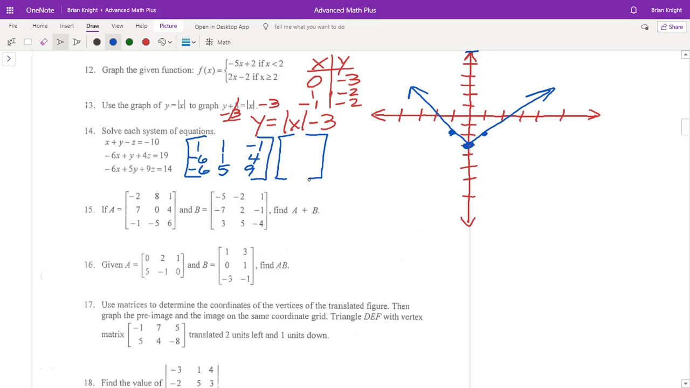Crickets. Oh, X, Y, and Z. X, Y, Z. There you go. Thank you. Okay. So that's my variable matrix, and it has to equal my constant matrix, which is -10, 19, 14.